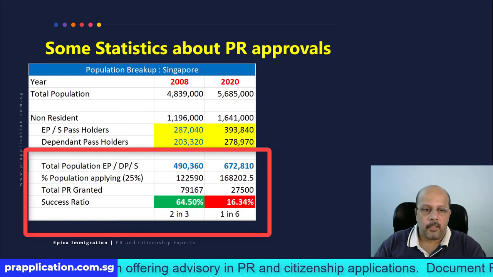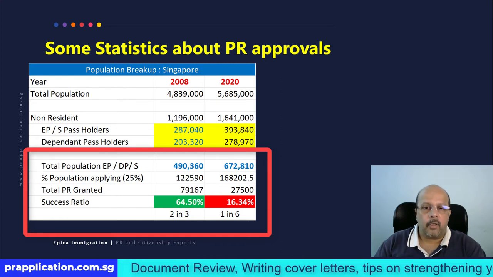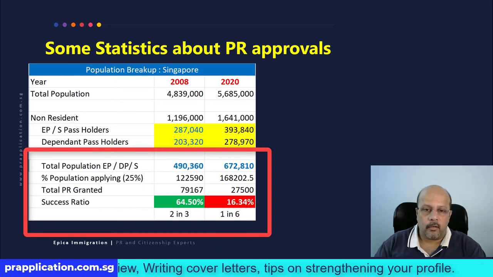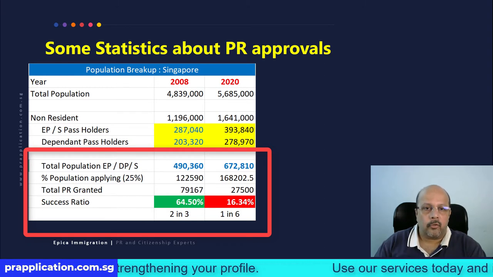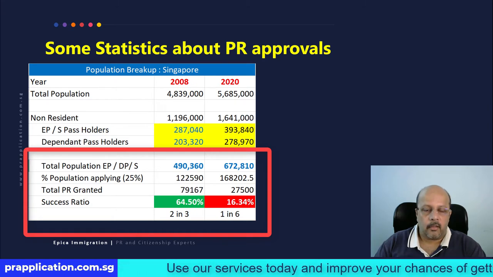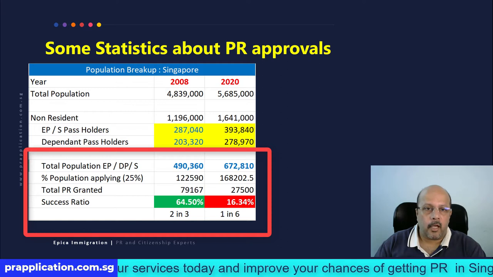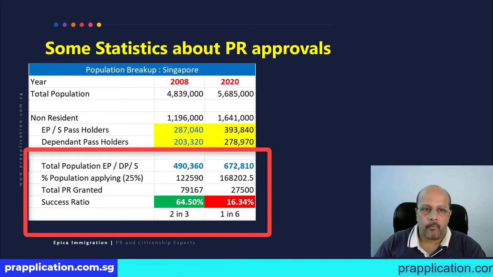From the government published data, we know total PR granted in 2008 were 79,167 and in 2020 it is 27,500, which means it has dropped considerably. So the success ratio for 2008 is 64.5%. That means roughly 2 people out of 3 applicants got their PR approved. But the same ratio goes down to 16.34% in 2020. And that means roughly 1 person out of 6 applicants got their PR approved.